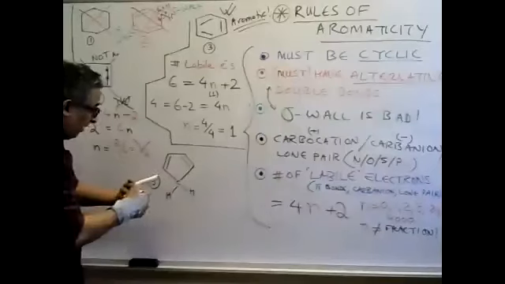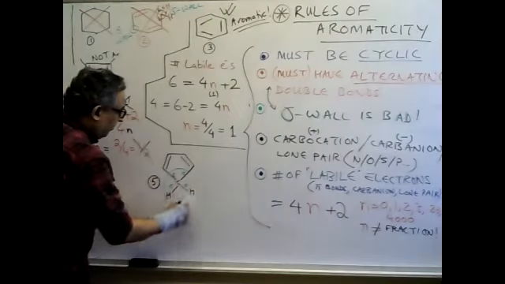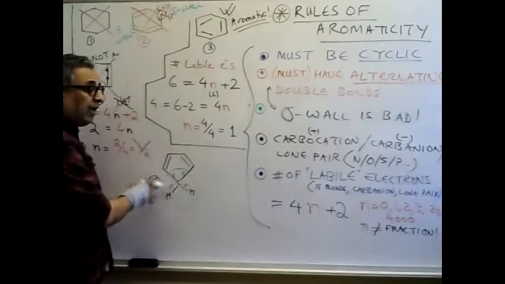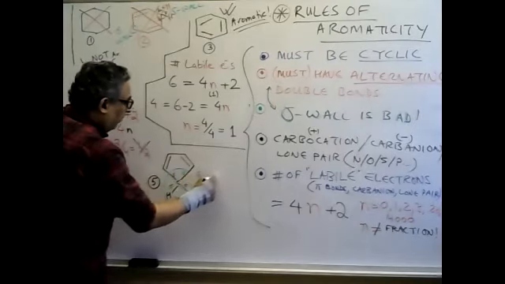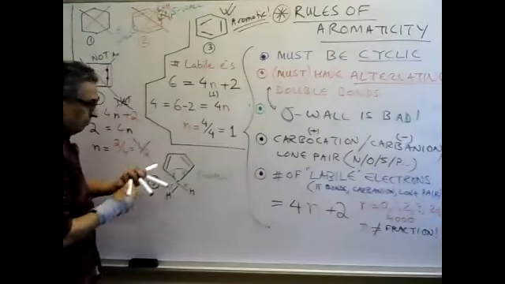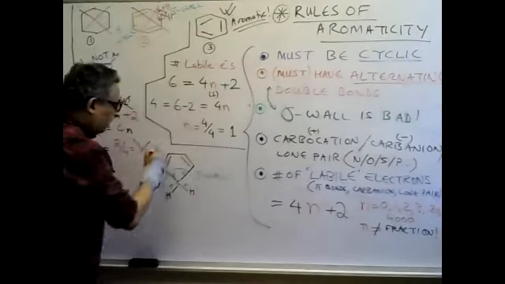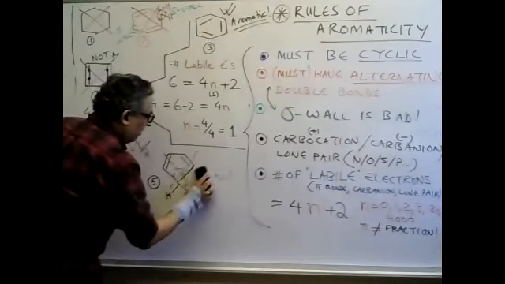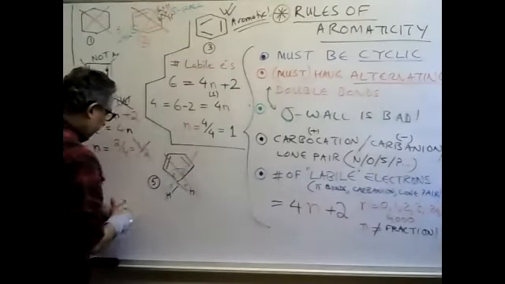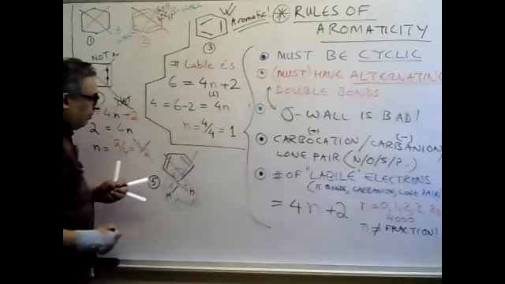Is it the sigma wall? It's got the sigma wall problem. This is sigma, sigma, sigma, sigma. That means this part is invincible. It cannot cross it. You cannot jump this fence. So it's got a sigma wall problem. So don't even worry about cyclic and alternating double bonds. It's not aromatic. As simple as that. Got it?